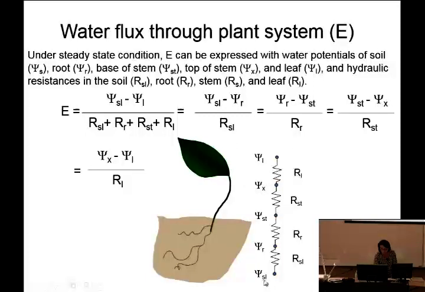So the water movement between soil and root is the same amount as the evaporation or transpiration, therefore you can express it using just the soil water potential and root water potential divided by soil resistance. The same thing applies to the rest, looking at here, or here, or here, or here, and then expressing the water flux or evaporation or transpiration through the plant under the steady state conditions, it's all the same, right?